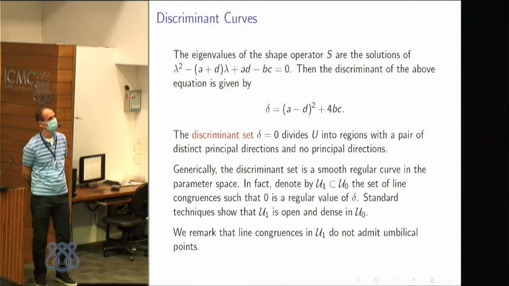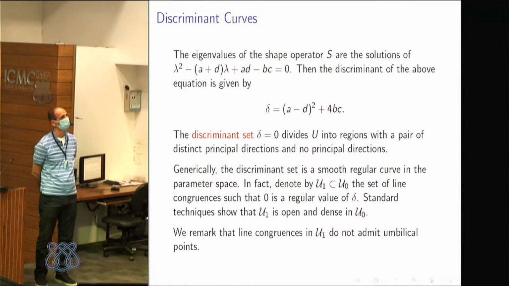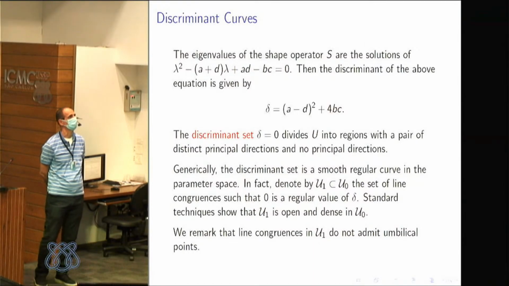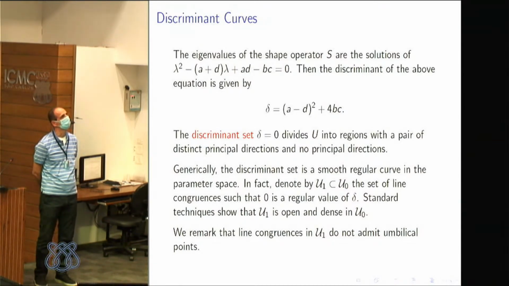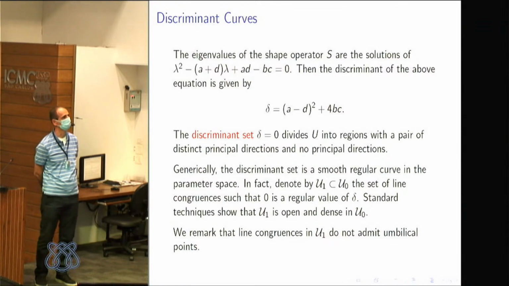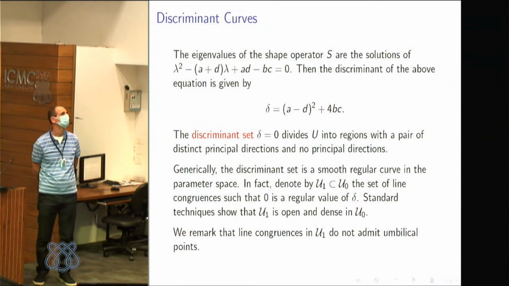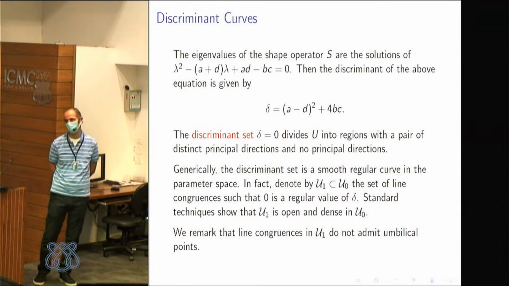Generically, the discriminant curve is a smooth, regular curve in the parameter space. If you denote by U1 the set of line congruences such that 0 is a regular value of delta, we can show that U1 is open and dense. And we remark that line congruences in U1, which are the ones that we shall consider, do not admit umbilical points. So generically, line congruences can avoid umbilical points.